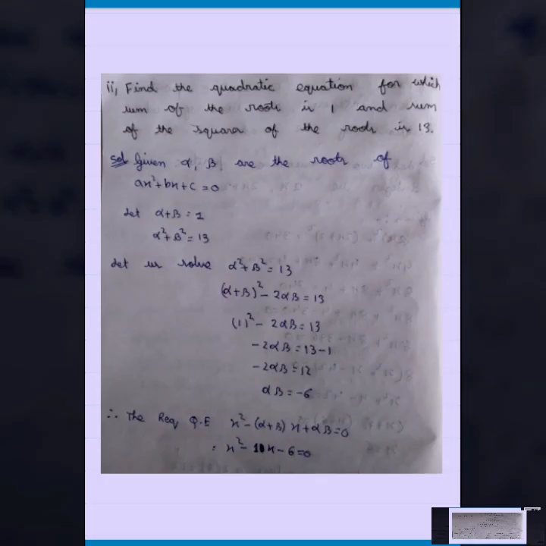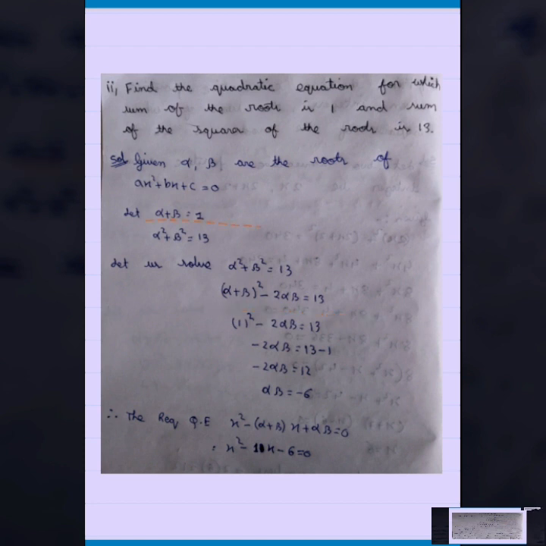Moving into the next sum. See the question. Find the quadratic equation for which the sum of the roots is 1 and the sum of the squares of the roots is 13. This is also the same as the previous sum. See the solution. Given alpha, beta are the roots of ax square plus bx plus c equal to 0, let alpha plus beta is equal to 1 and alpha square plus beta square equal to 13. So let me solve alpha square plus beta square equal to 13. So (alpha plus beta) whole square minus 2 alpha beta equal to 13.